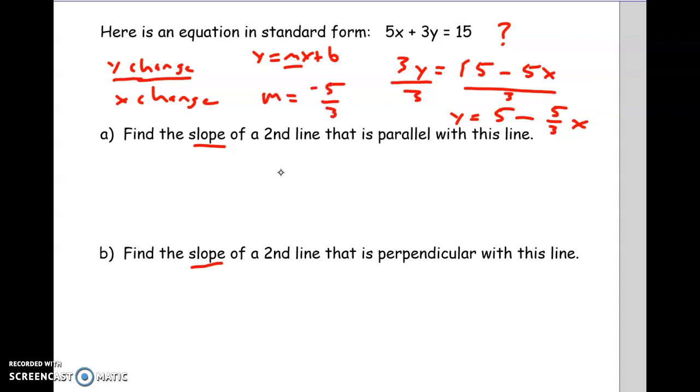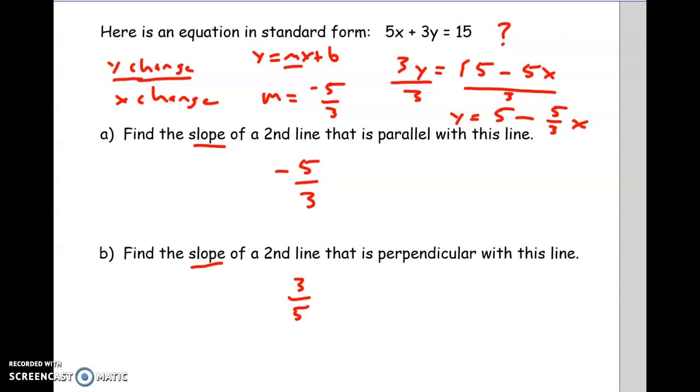So for parallel, it's the same slope. For perpendicular, we flip it and then change the sign. Okay, and again, I'm not doing a full equation, just the slope. We're going to do full equation questions in a second, but these ones are asking just for the slope.